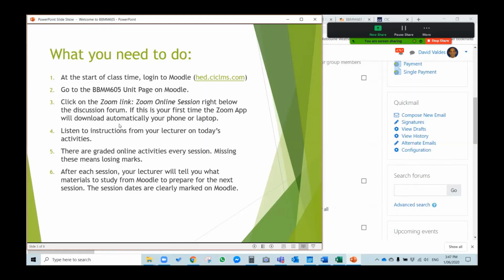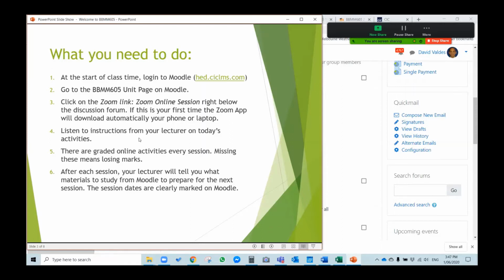Just look for that Zoom online session link right below the discussion forum. It's most likely not your first time, so you would have downloaded the Zoom app. Did anybody have trouble today accessing Zoom? I think there was a Zoom update. No problems? Okay, good. There were some students who could not access Zoom today because there was an update that they needed to download. So just in case that happens again, check the application to make sure that it is up to date.